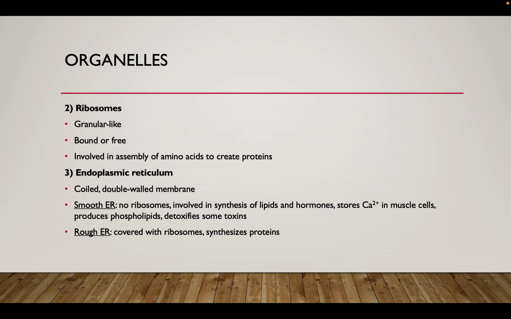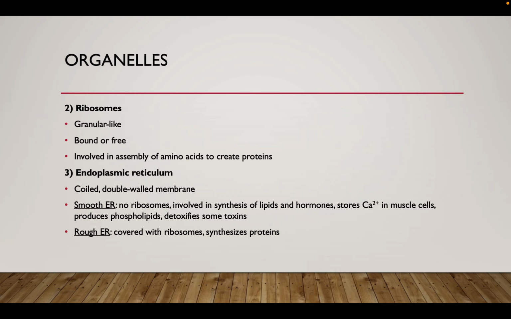Smooth ER is responsible for synthesis of lipids and different hormones. It stores calcium in muscle cells. It produces phospholipids, detoxifies toxins. Now, in muscle cells, you don't call it a smooth endoplasmic reticulum. You call it a sarcoplasmic reticulum. But what it does is it serves as a storage location for calcium, and then that calcium will ultimately be released during the muscle contraction process to help initiate the actual muscle contraction.